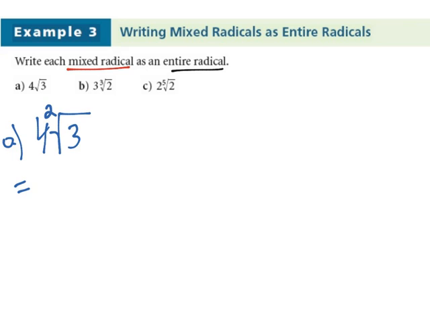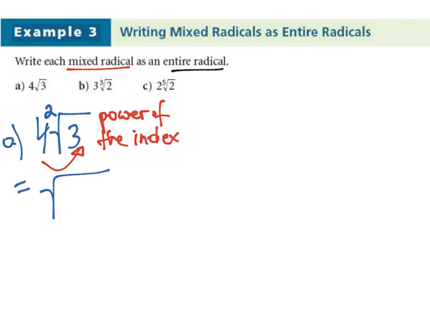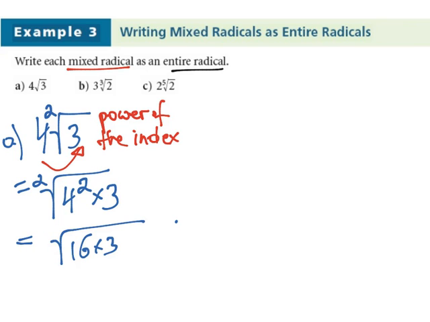In order to bring the 4 back into the radical, we have to take it to the power of the index. So I'm going to write power of the index. In other words, it's going to be square root 4 to the power of 2 times 3, which is 16 times 3. And we could drop the index of 2 because it's redundant. And 3 times 16 is 48. So square root of 48 is our answer.